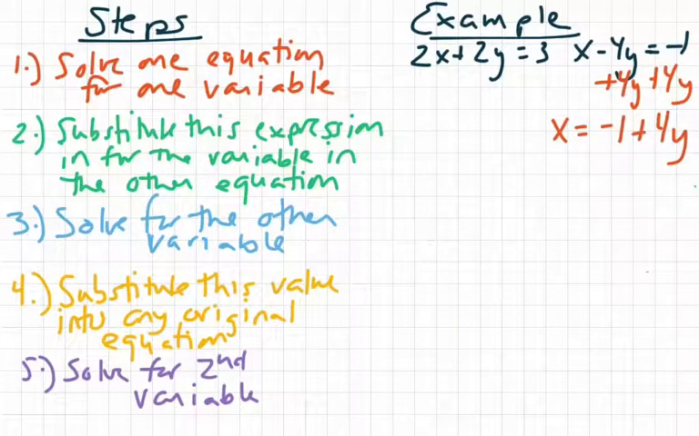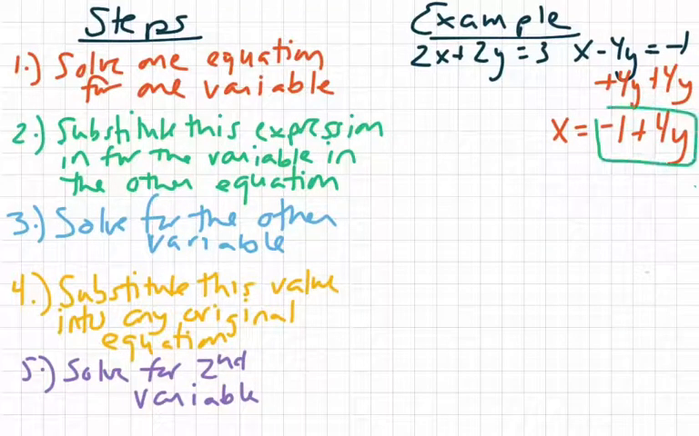And I'm trying to color code this, okay? So that if you're going back to your notes later, you'll be able to match what the verbal description of the step is with what it looks like when it's done out in a problem. Step 2, substitute this expression in for the variable in the other equation.